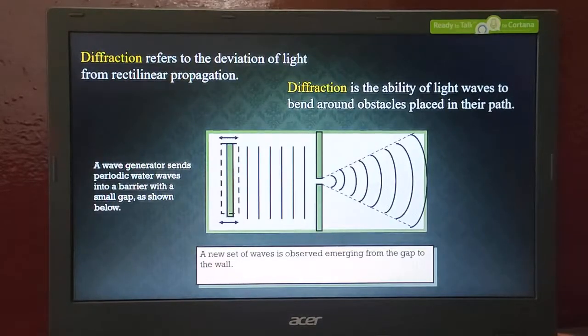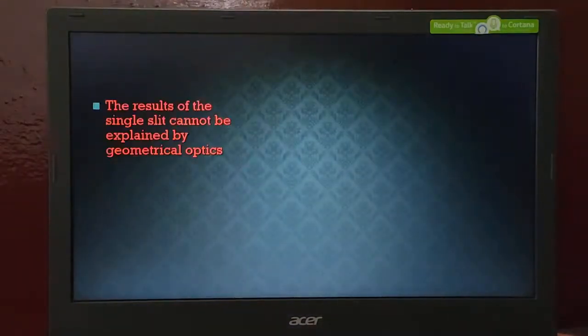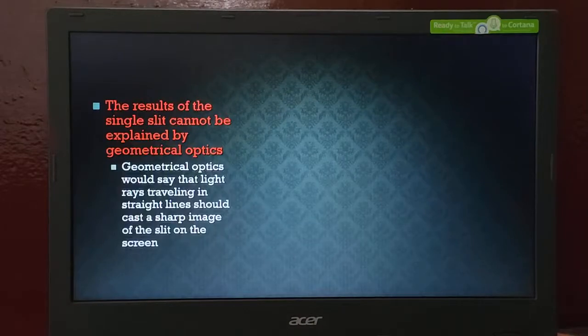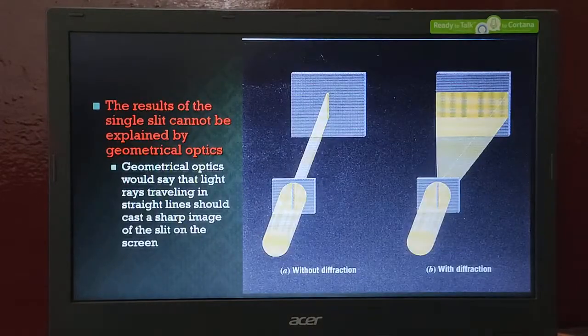And we have to see some diffraction phenomena in nature. Before going to that, what is the main concept of geometrical optics and physical optics?